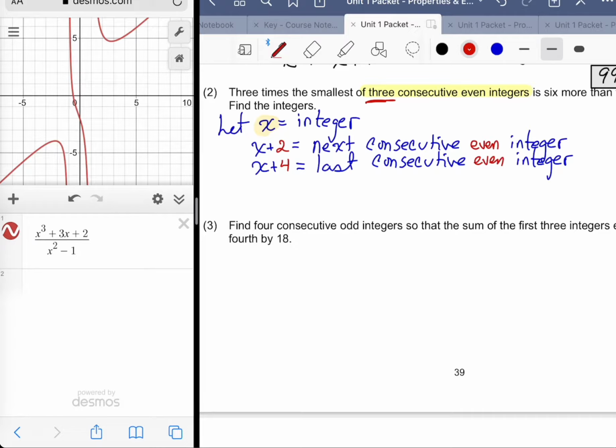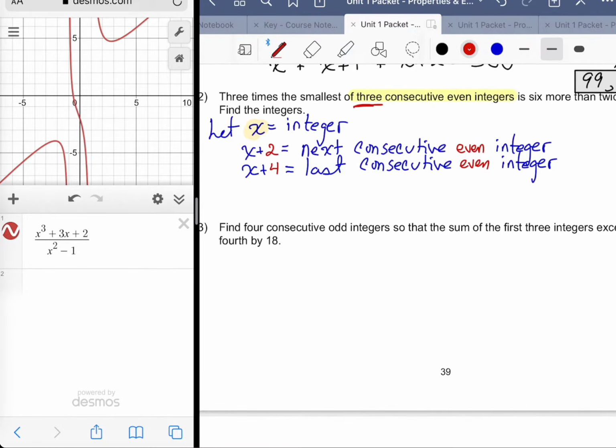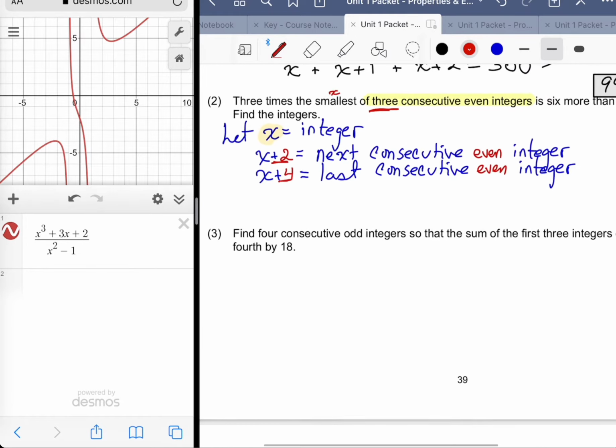What we have to do is write the equation. 3 times the smallest. Well, each of these involve adding something to x. So that means that x has to be the smallest. All right, so I'll just make a little note of that. 3 times x is 6 more than twice the largest.